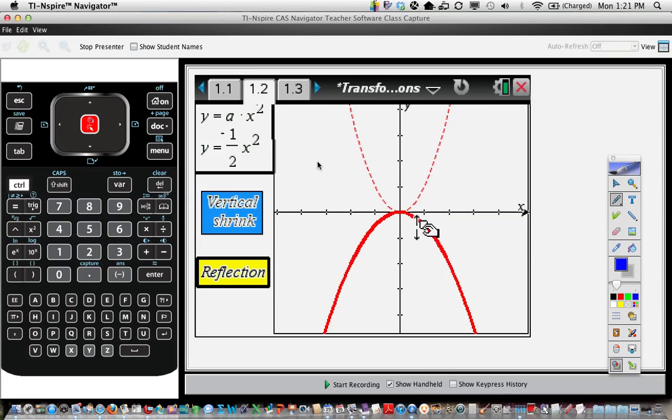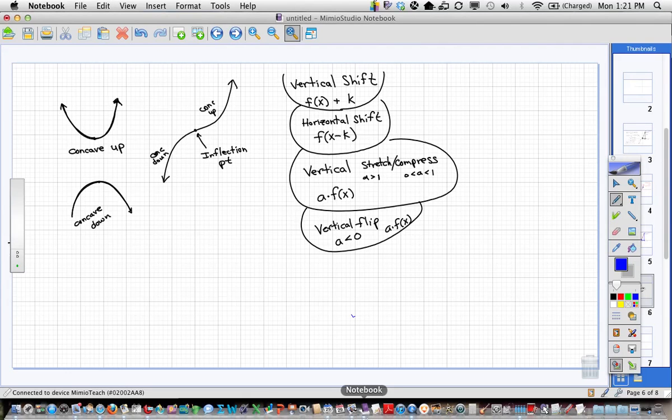Okay, now we've got a flip or a reflection. So a vertical flip is when the A is negative. Okay, if you have A times f of x, if you have an A on the outside, now again, these are all vertical because they're on the outside of the function. So when it's on the outside of the function, if it's adding or subtracting, it's a vertical shift. If it's multiplying, then it's a compression or a stretch vertically, or it's a flip vertically. Okay, so what's left?